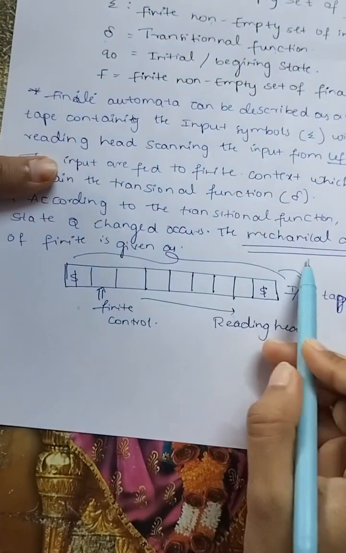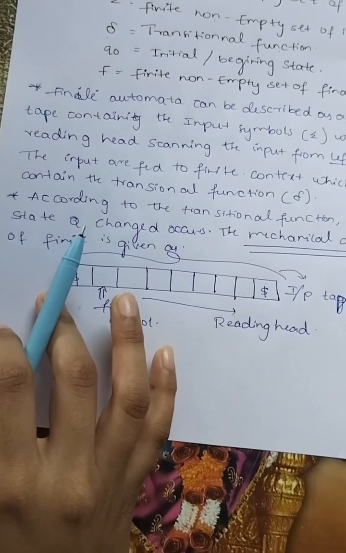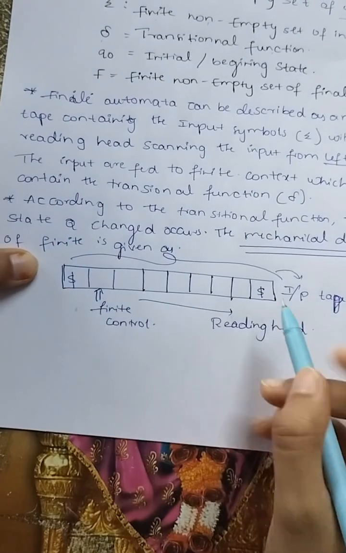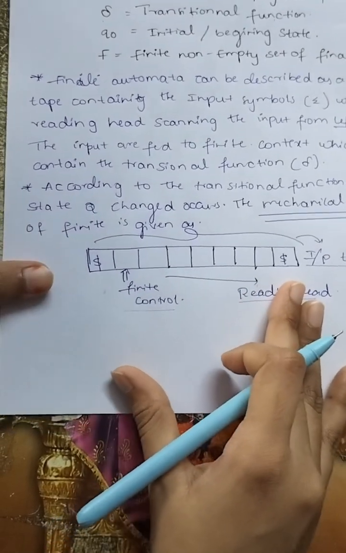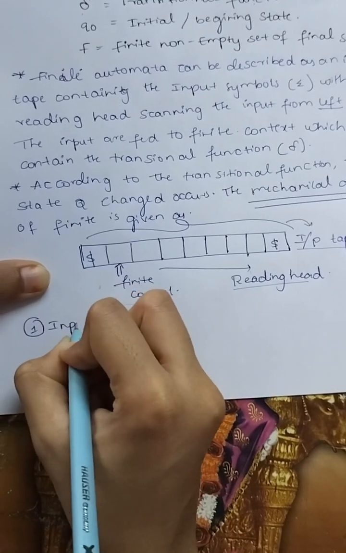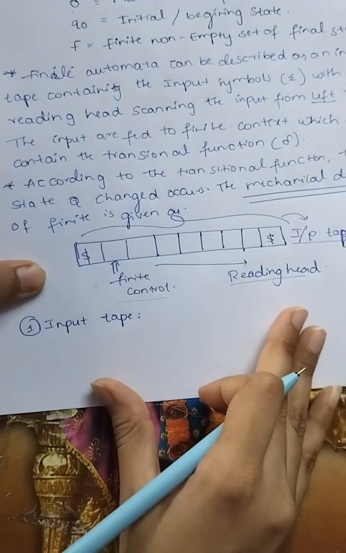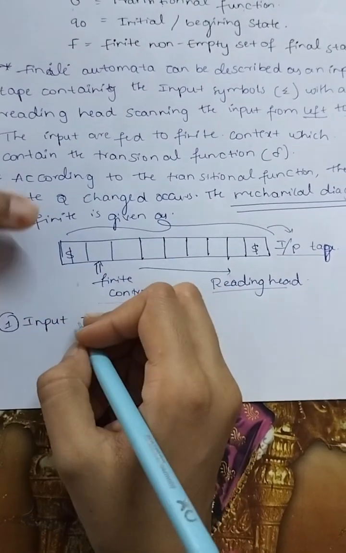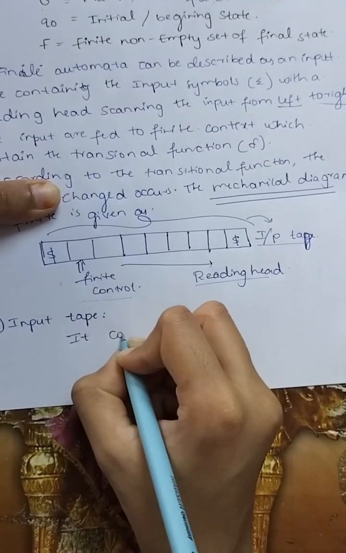Also we have seen the mechanical diagram for the finite automata. Now let us discuss in detail about this mechanical diagram: input tape, reading head, and finite control. So the first one is about the input tape. This input tape contains the input symbols. So let us discuss the theory part about these parts.